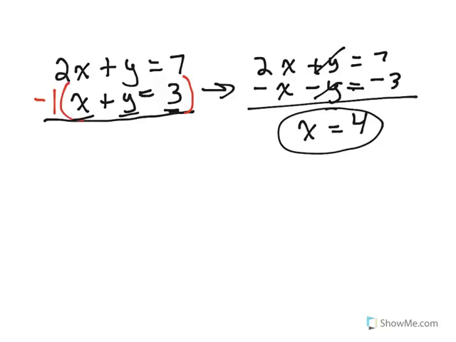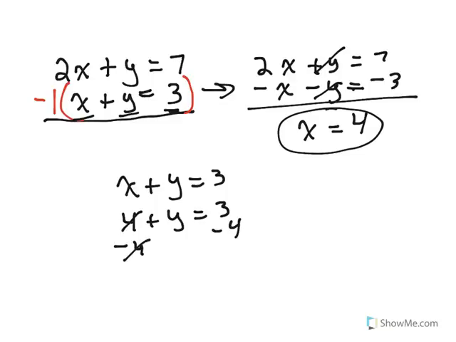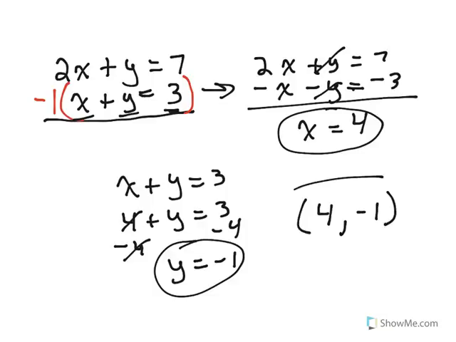Now that I have x, I can go back to either one of the original equations and plug 4 in for x and solve for y. I'm going to use the second equation, x plus y equals 3, and replace that x with a 4 and solve for y. So I need to subtract 4 from both sides of the equal sign, and that gives me y equals -1. So my solution to the system of equations is the set of coordinates 4, -1.